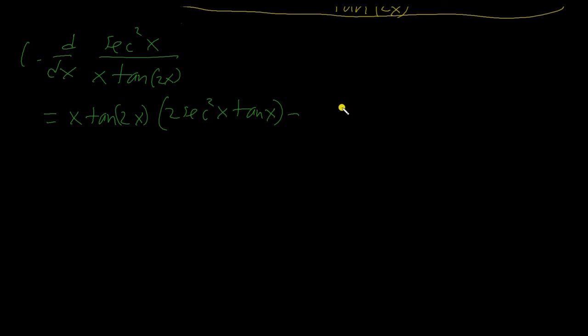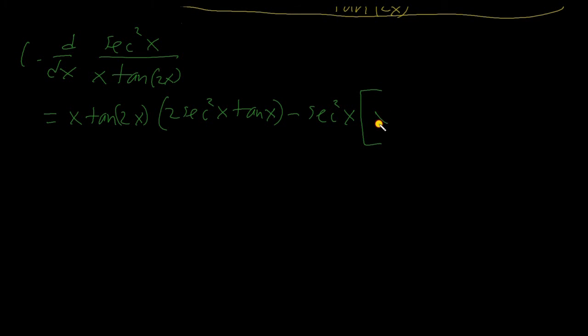And then we're going to subtract the top, which is secant squared x, times the derivative of the bottom. And now for the derivative of the bottom, we're going to have to use the product rule. So remember, for the product rule, it's going to be one of them times the derivative of the other one plus the other, plus the opposite.